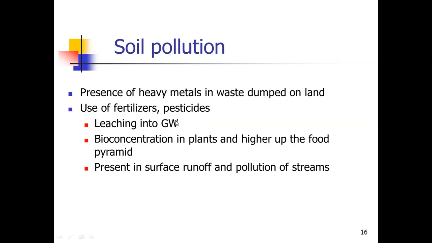And all these materials will eventually bioconcentrate in the plants. So these will bioconcentrate and travel up the food chain or up the food pyramid. I've already mentioned that many of these materials will be present in surface runoff and cause pollution of streams. So all these things are likely to happen because of open dumping of waste on land. Excessive use of fertilizer is also another problem. Again, excessive water, excessive fertilizer, all of these will result in similar problems.